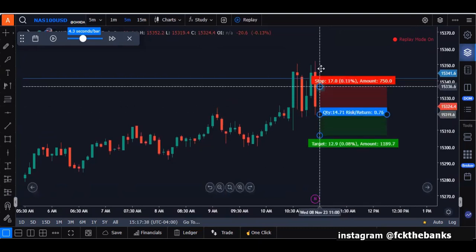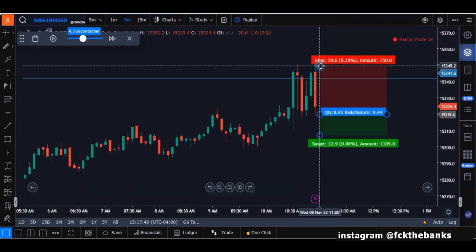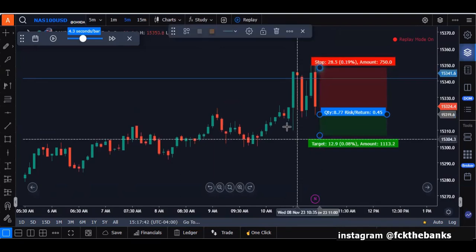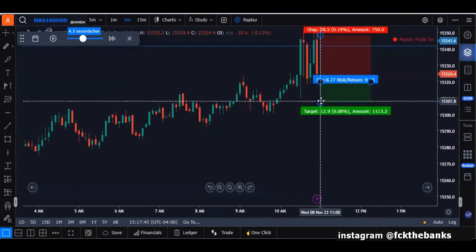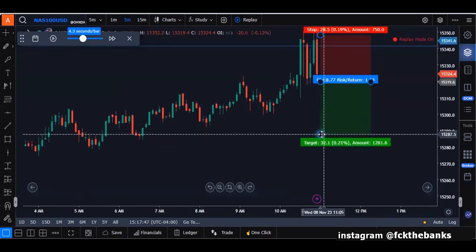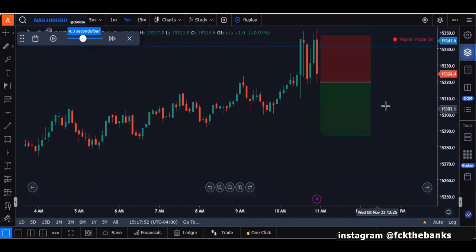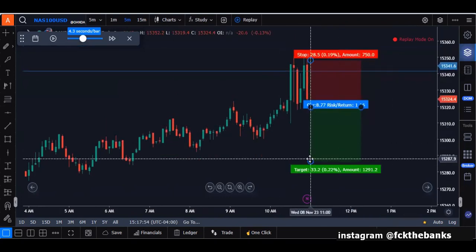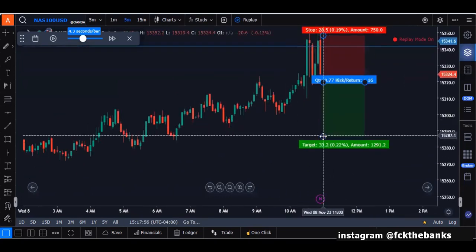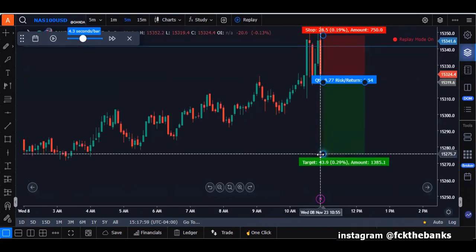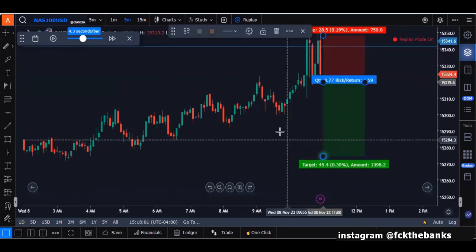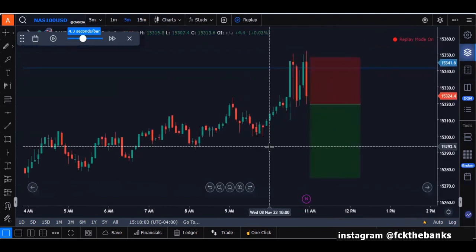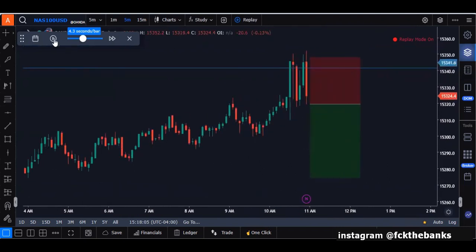and your stop is above the high of this candlestick, which is around here, and you can target a significant low. Okay, so for this trade, I went for almost a 1.5 risk reward. Okay, but you can target the most significant low. Okay, so now let's play it out and see how this goes.